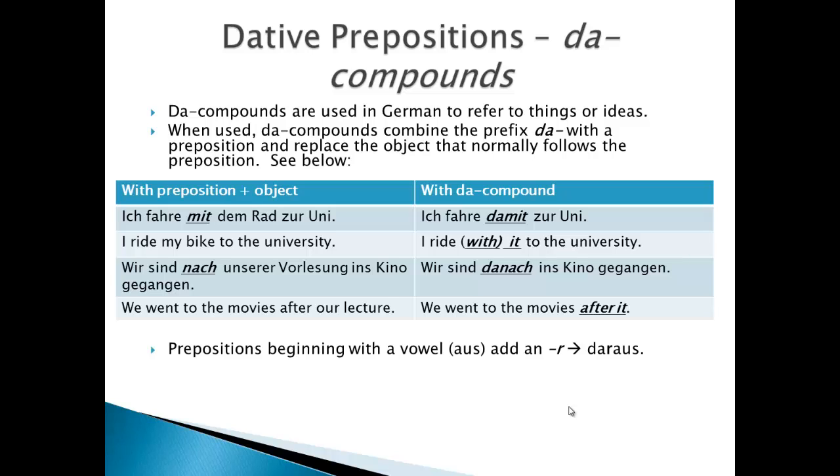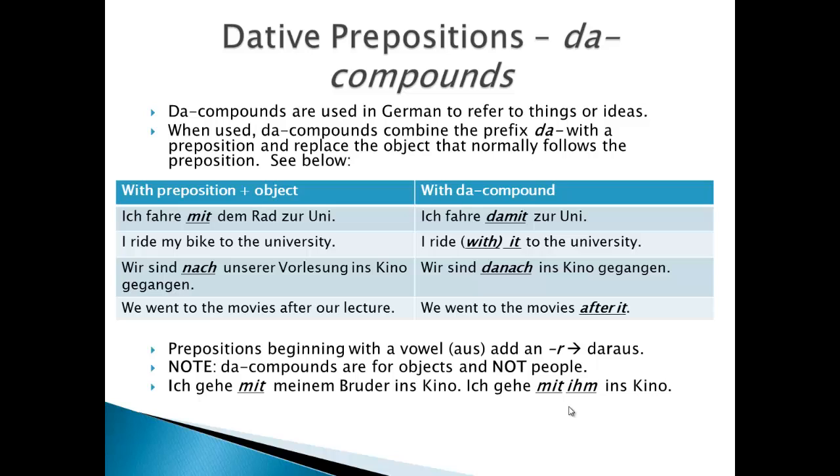You can look at the list, and on page 263 there are 16 examples. The whole list on the right includes most of them that have the R integrated. And note that da compounds are for objects only, not for people.